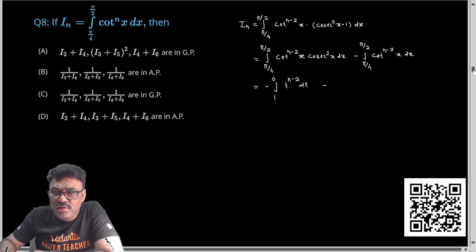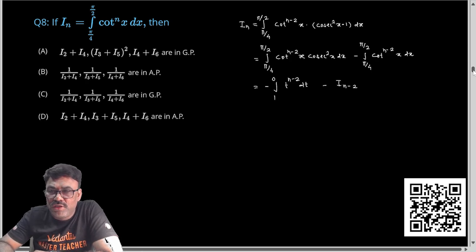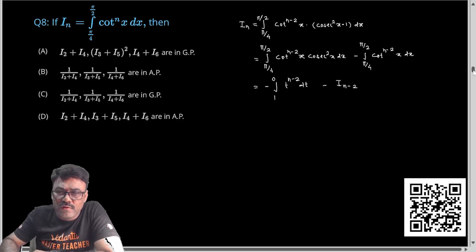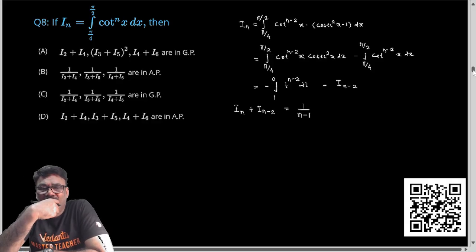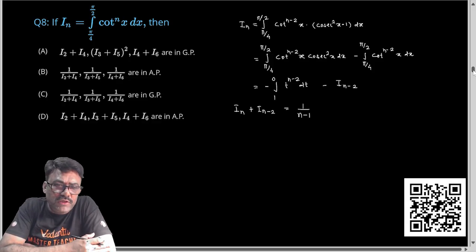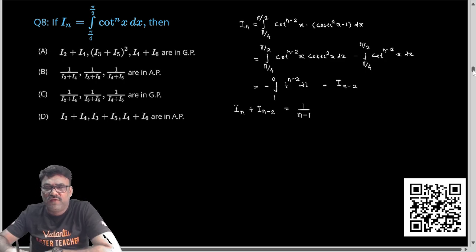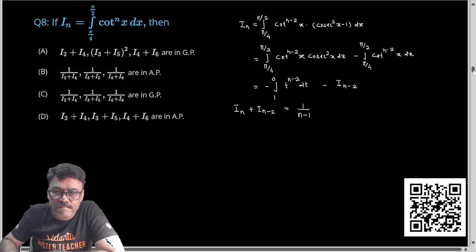And this integration is nothing but I n minus 2. If In is cot raised to n x, so I n minus 2 will be cot raised to n minus 2. So from here I got In plus I n minus 2. Now if I integrate it, I will get t raised to n minus 1 over n minus 1. Substitute the limit. So basically it is 1 over n minus 1 after integration. And now you can check I2 plus I4, I3 plus I5, I4 plus I6. So put n is equal to 4, so you will get I4 plus I2 is 1 by 3.